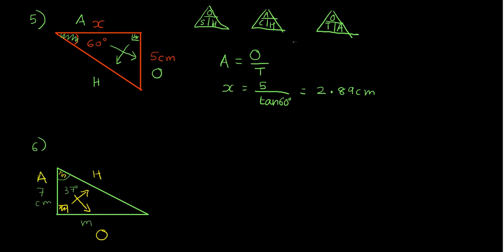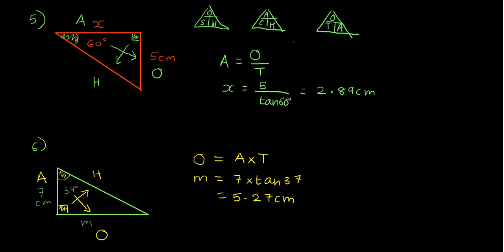Okay, so this time we have to find the opposite and we have the adjacent. So tan uses the opposite and adjacent, so we go to that, we cover the opposite because that's the missing one, and we write it as opposite is equal to adjacent times tan, not tan times adjacent, again to prevent any mistakes. So opposite is m, adjacent was 7 times tan 37, which is 5.27 to 3 significant figures, 5.27 centimeters.